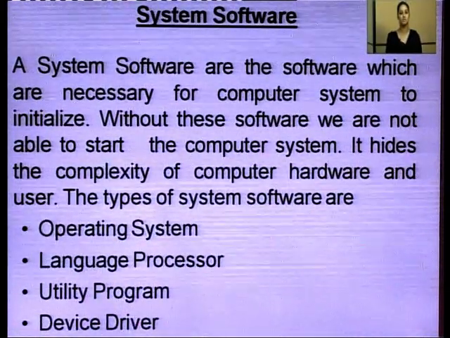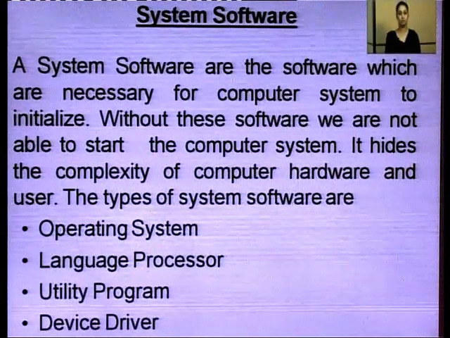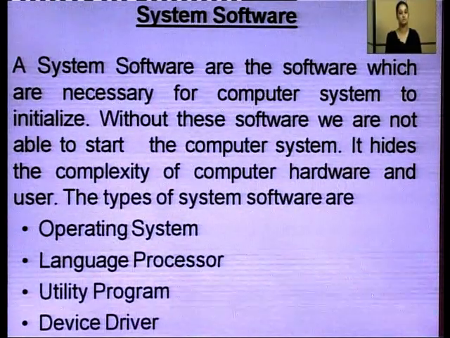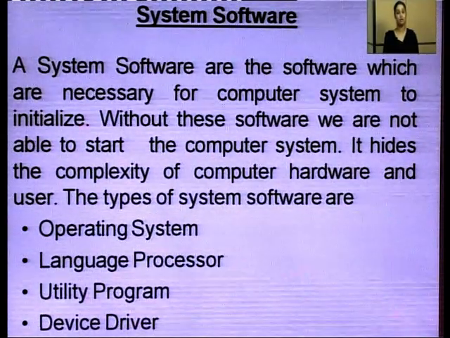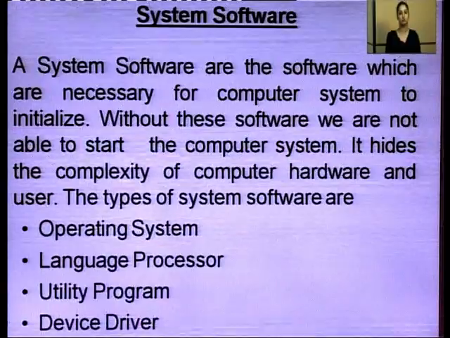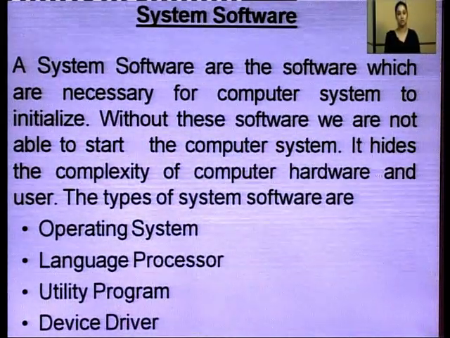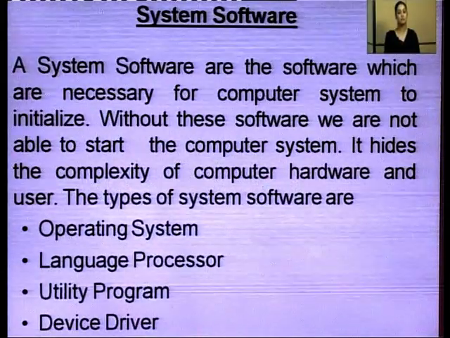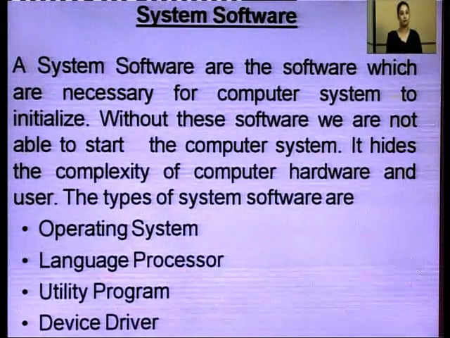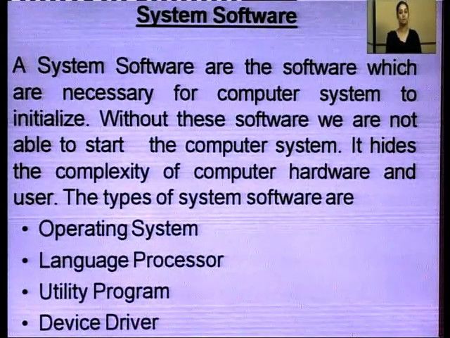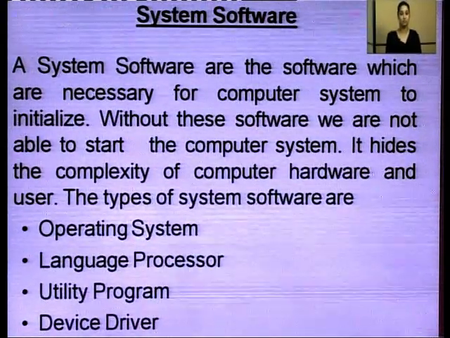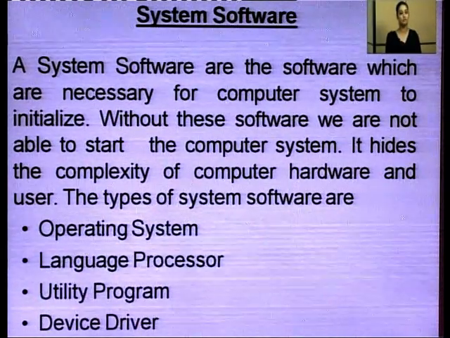System software. System software are the software which are necessary for the computer system to initialize. If I want to start the system, we need system software. Without this software, we are not able to start the computer system. It hides the complexity of computer hardware from the user. It differentiates the hardware from the user. The user doesn't know how the hardware is operating, and the hardware doesn't know how the user is giving the instruction to it. This builds a complexity between both of them.